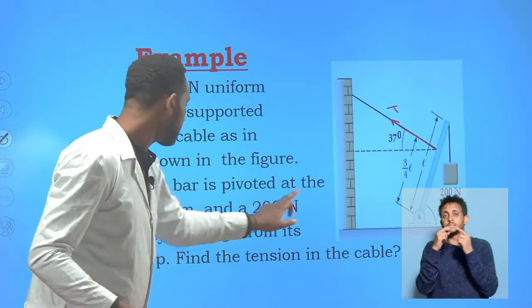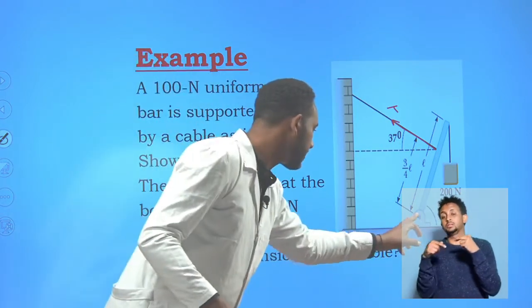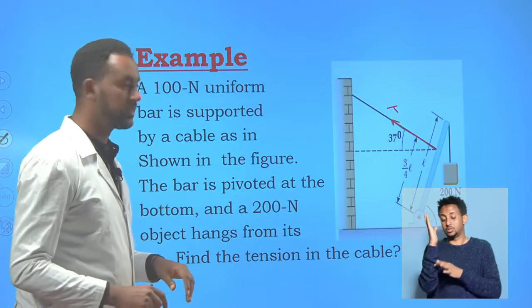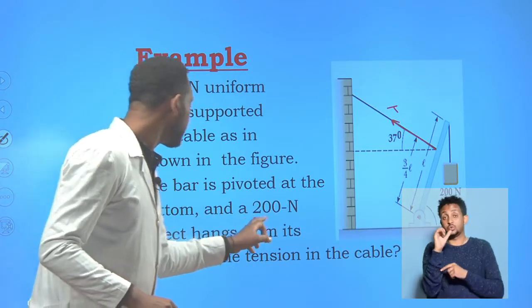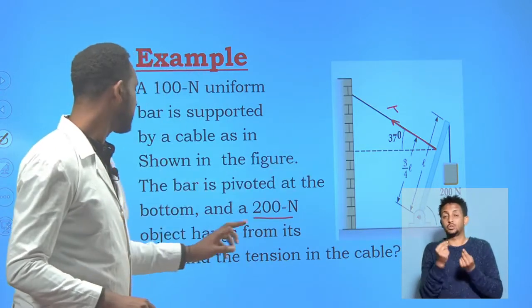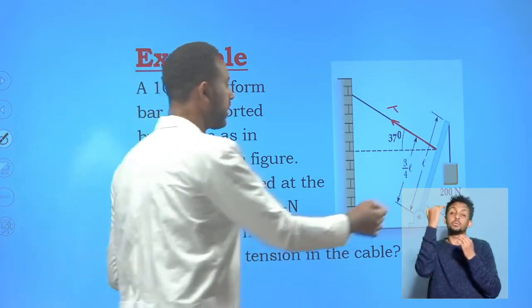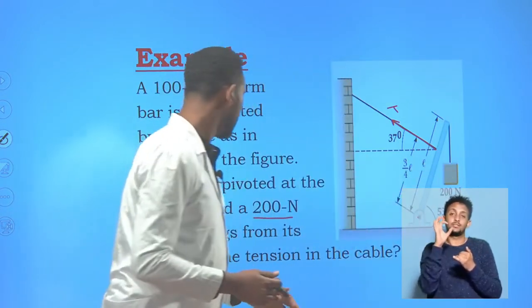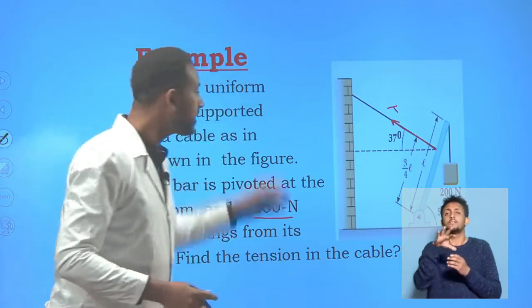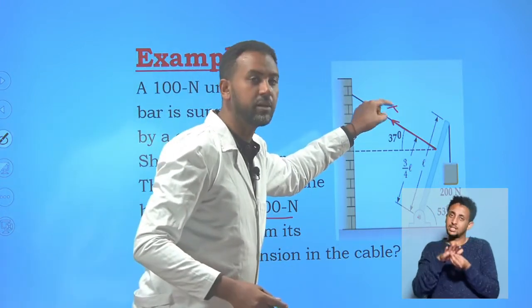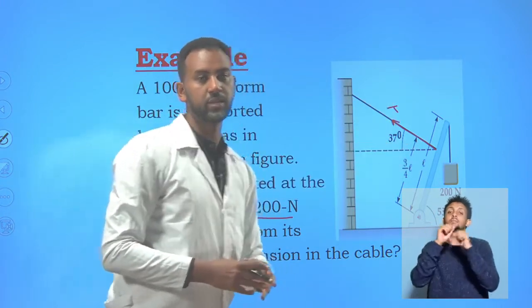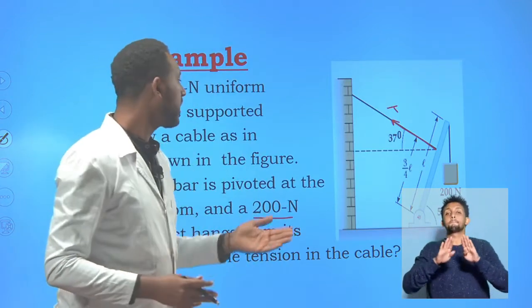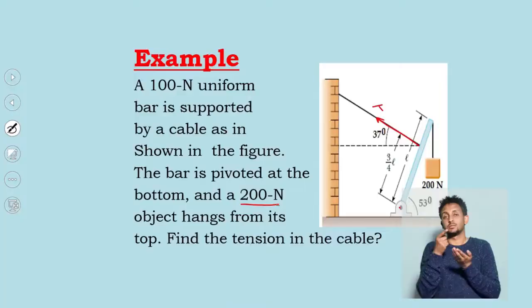The bar is pivoted, or hinged, at one end at the bottom. A 200 Newton load is hanging from the top. Now we have a 200 Newton force. The question is, find the tension exerted on the cable so that the system is in a state of balance or equilibrium. So how do we determine the tension? We determine the force exerted on the cable for this system to be in equilibrium.